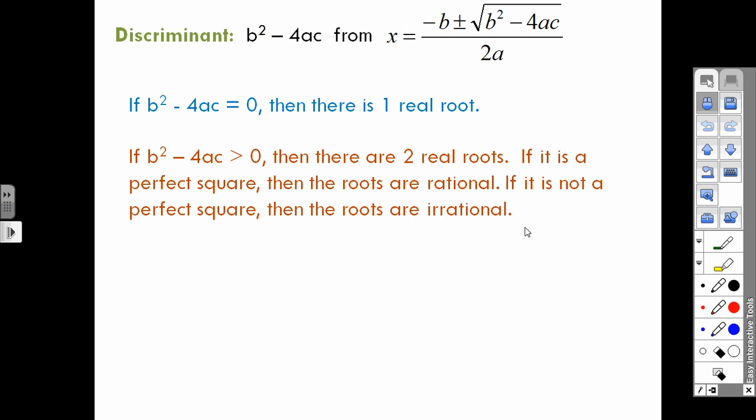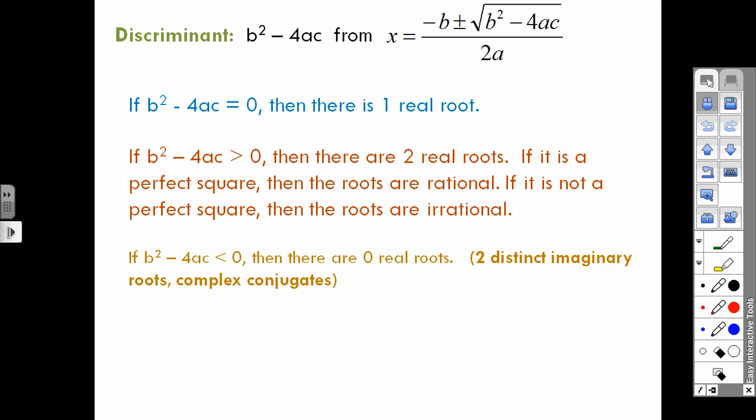The second option is if that number ends up being positive, then there's going to be two real roots. And in fact, if it's a perfect square, then your roots are going to be rational, because if this comes out to be something like 25, you can take the square root of it and actually have 5, and then you can actually evaluate this. They become either fractions or integer values. But if it's not a perfect square, something like, say, 15, then you're actually going to have a radical that can't be simplified any further, and therefore it's an irrational solution. So the roots will be irrational.